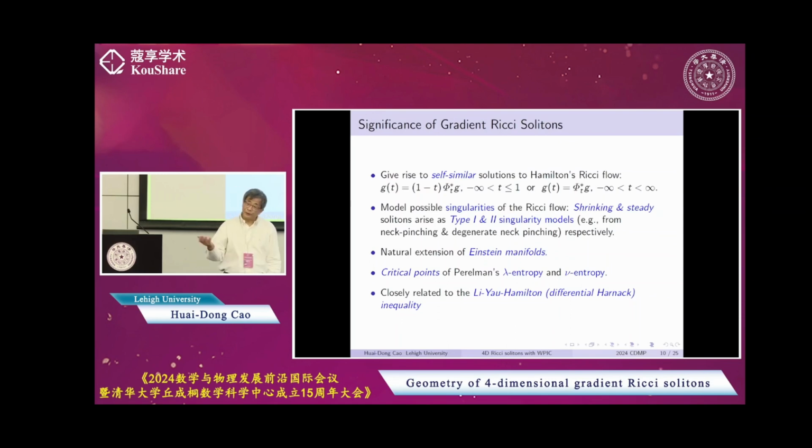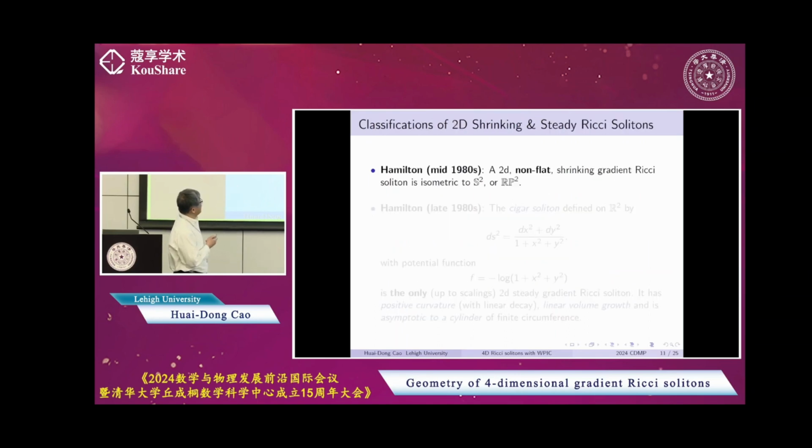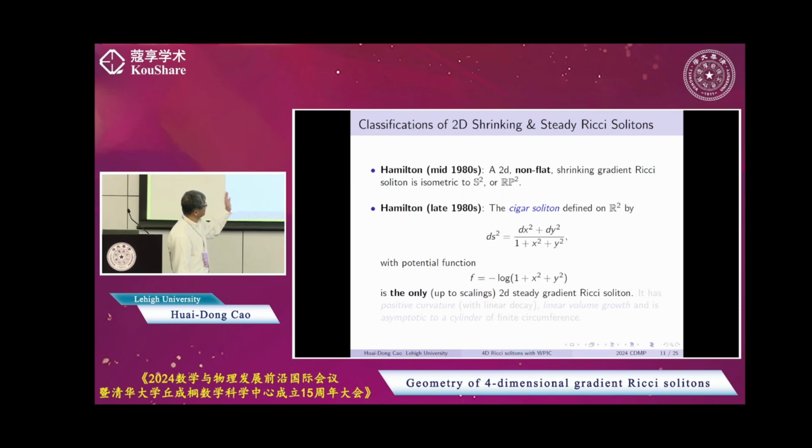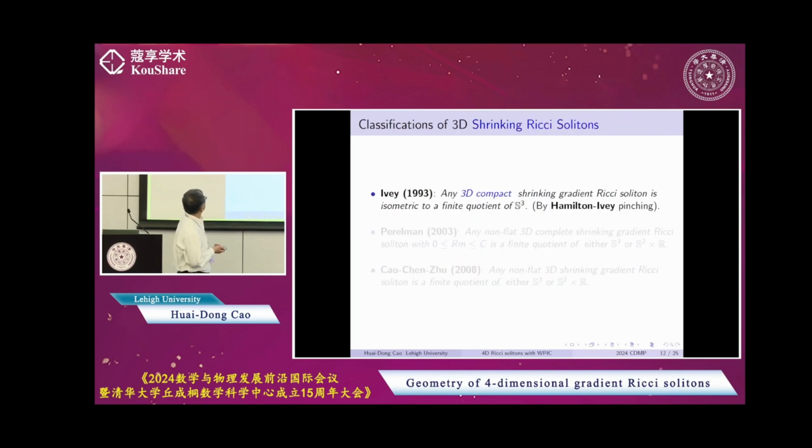So let me talk about classifications a little bit before we move further. So 2 dimensions you completely understand. Shrinking or static case. The static case essentially is the non-flat cigar soliton, and the 2-dimensional compact shrinking one is either the sphere or it's RP2. And in 3 dimensions, the shrinking solitons, first the compact ones are classified by Hamilton thanks to Hamilton's pinching. So that's a consequence. So it's only space forms, quotients of S3.